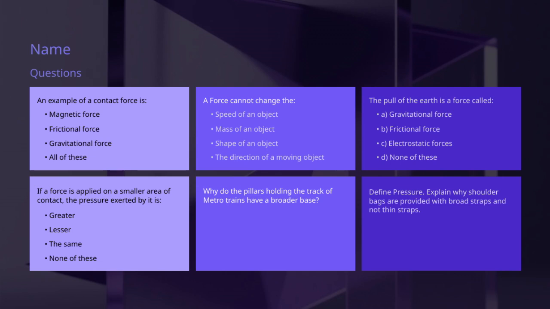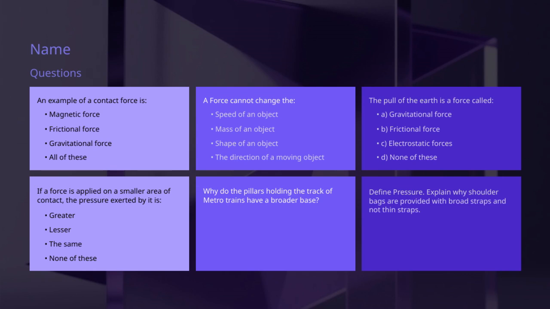Now, moving on to the question. The pull of the Earth is a force called gravity. That's what keeps us grounded and causes objects to fall when dropped. Next, have you wondered why the pillars holding up the metro train tracks have a broader base? Well, it's because the broader base distributes the weight more evenly, providing stability and preventing the pillars from toppling over. Think of it as a wide foundation for a tall building.